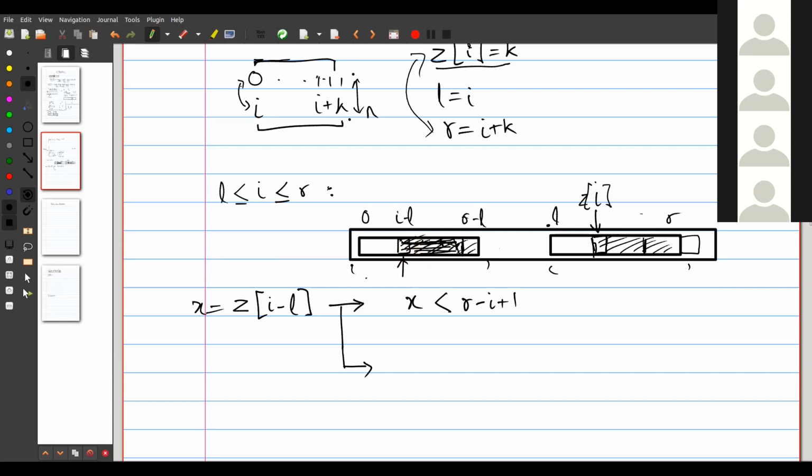Yeah. Explain this part again. That's less than R minus I plus 1. The value here at Z of I would be the same as Z of I minus L.